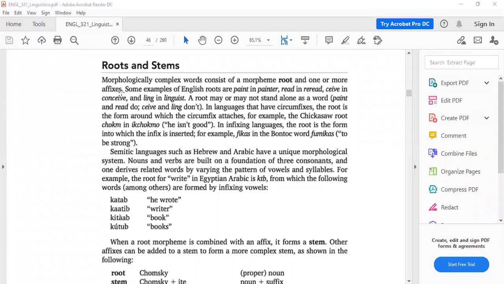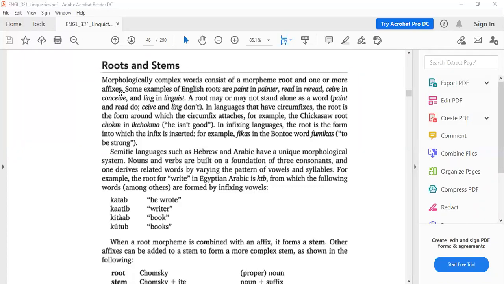So when we say painter, how many morphemes? Two, paint and er. One is free, let's call it the root, paint, and er is a suffix, right?